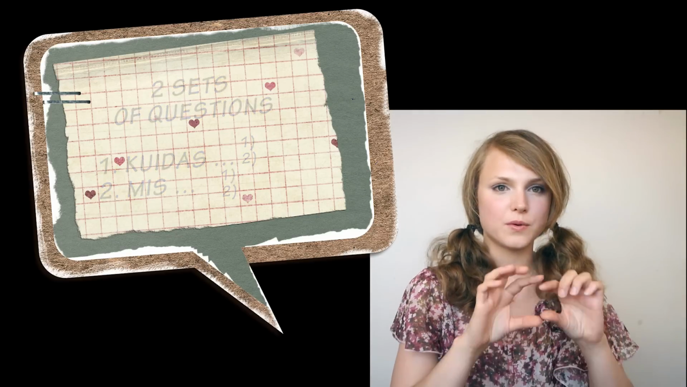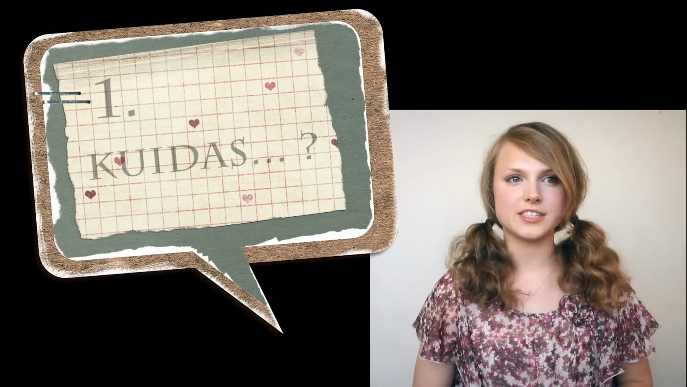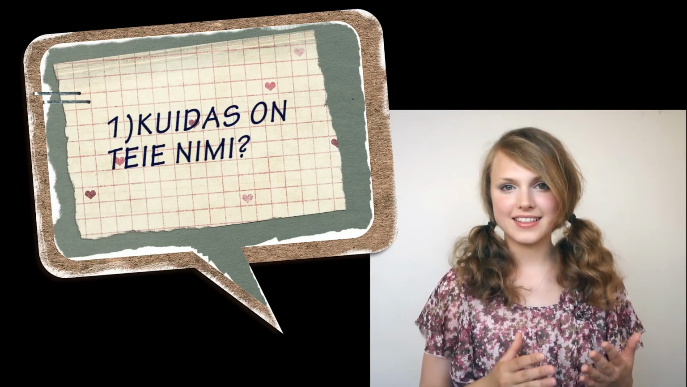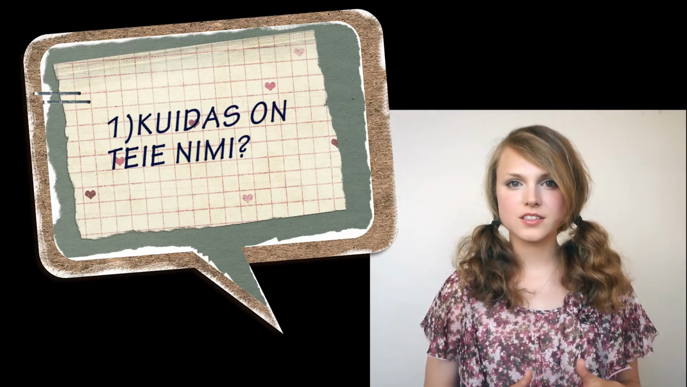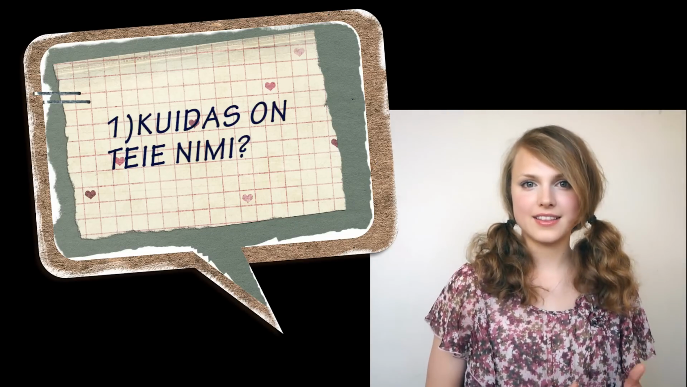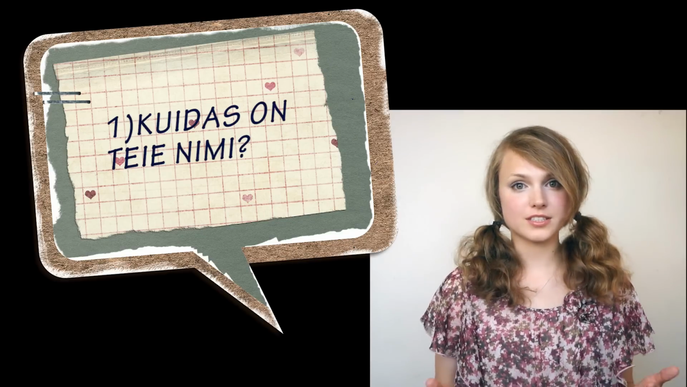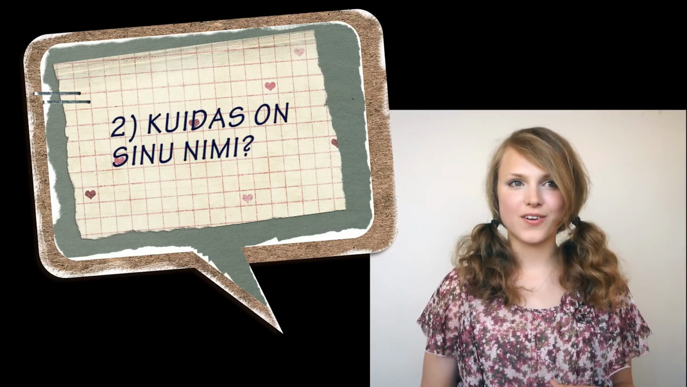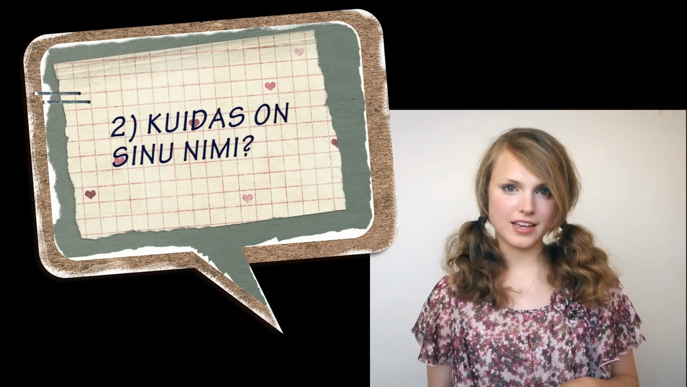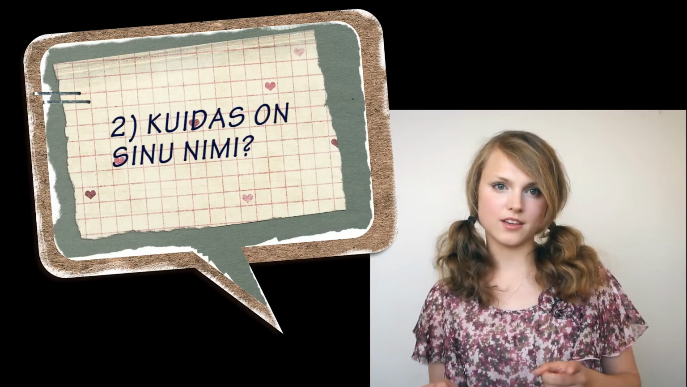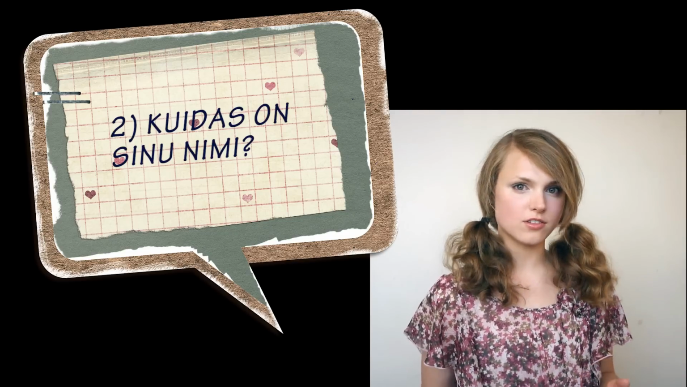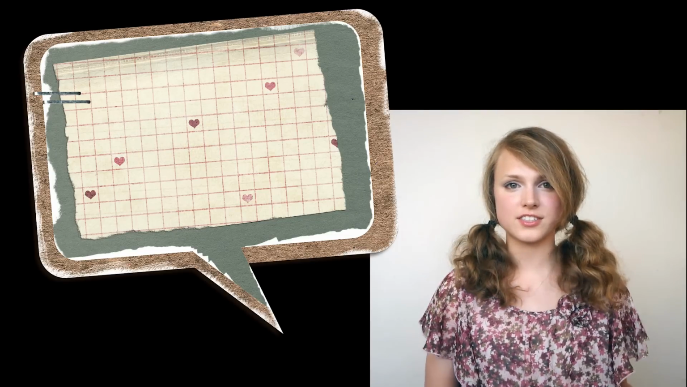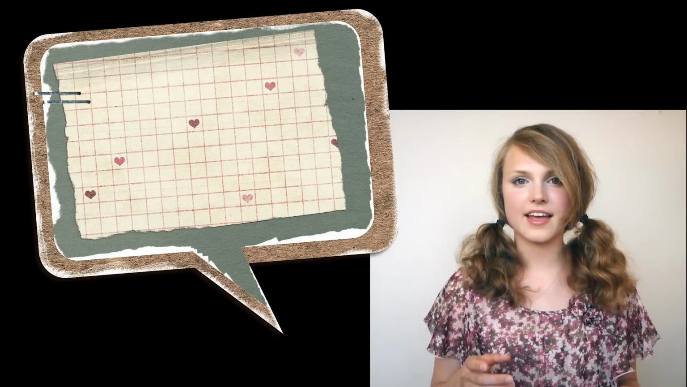So we're gonna look at the first set, which is kuidas on teie nimi? Kuidas on teie nimi? And the second one, kuidas on sinu nimi? Kuidas on sinu nimi? And these ones you can see that there's not much difference, just the difference of teie and sinu.